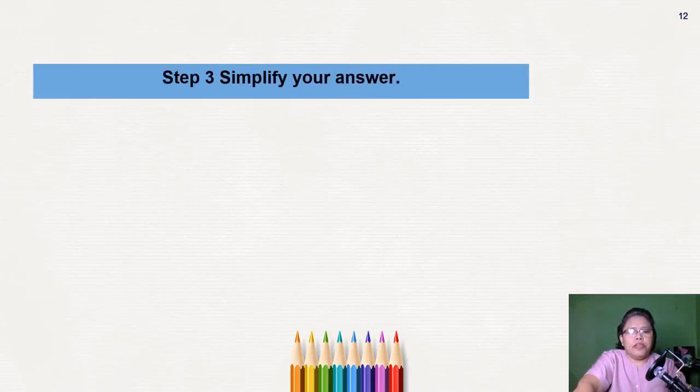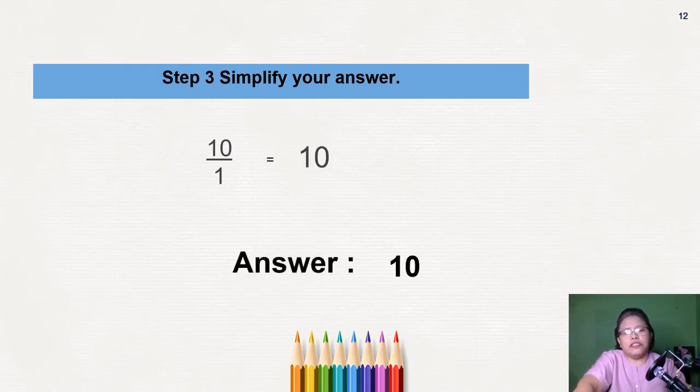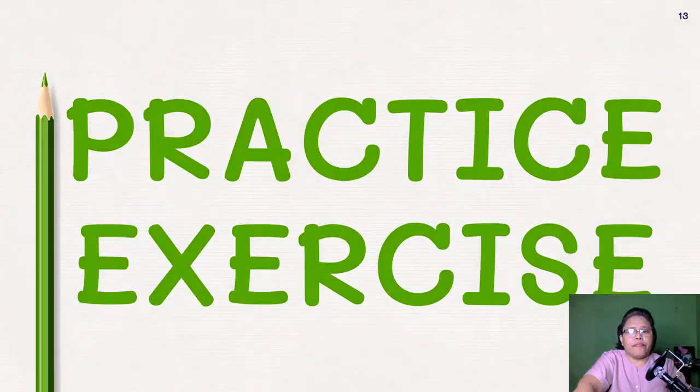Now, final step is simplify your answer. 10 over 1. So, alam na natin na any whole number ay pwedeng may 1 sa baba. So, any fraction na may 1 sa baba is just a whole number. So, tanggalin na lang natin yung 1. So, 10 over 1 is just 10. Okay? So, final answer natin is just 10. So, practice exercise tayo. Okay?